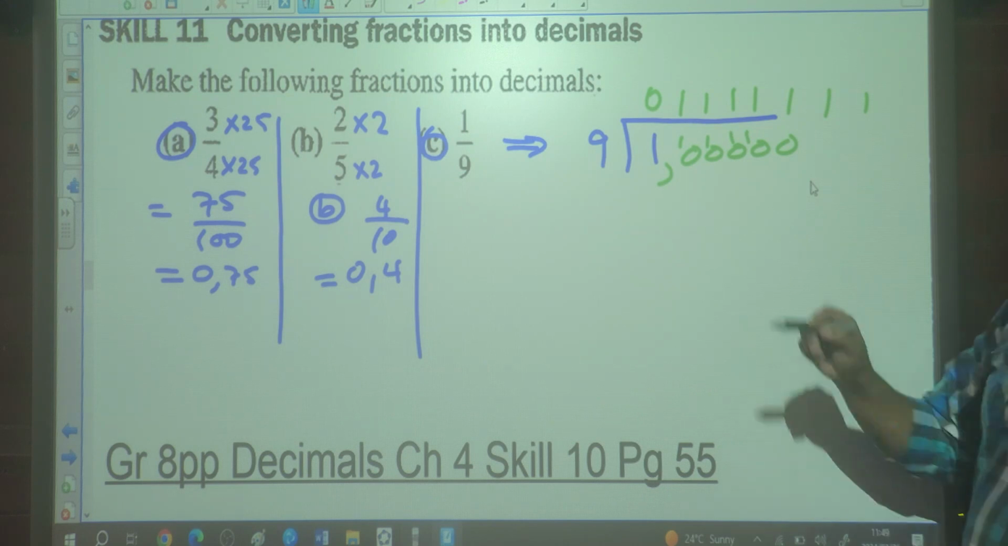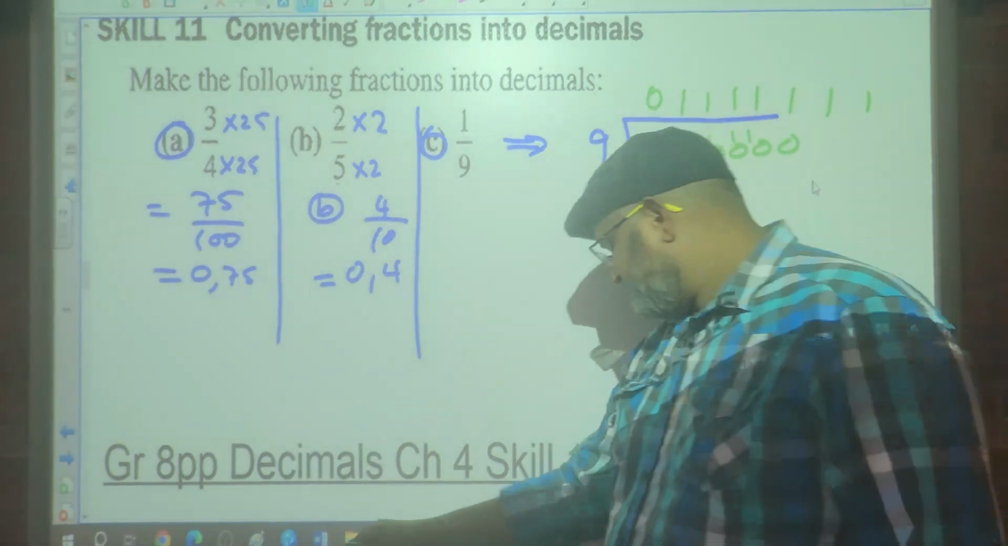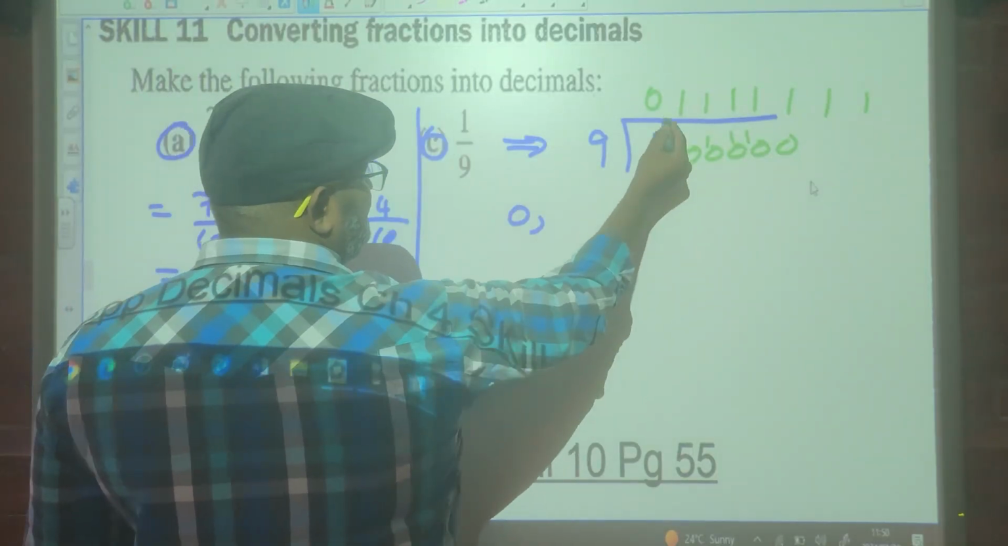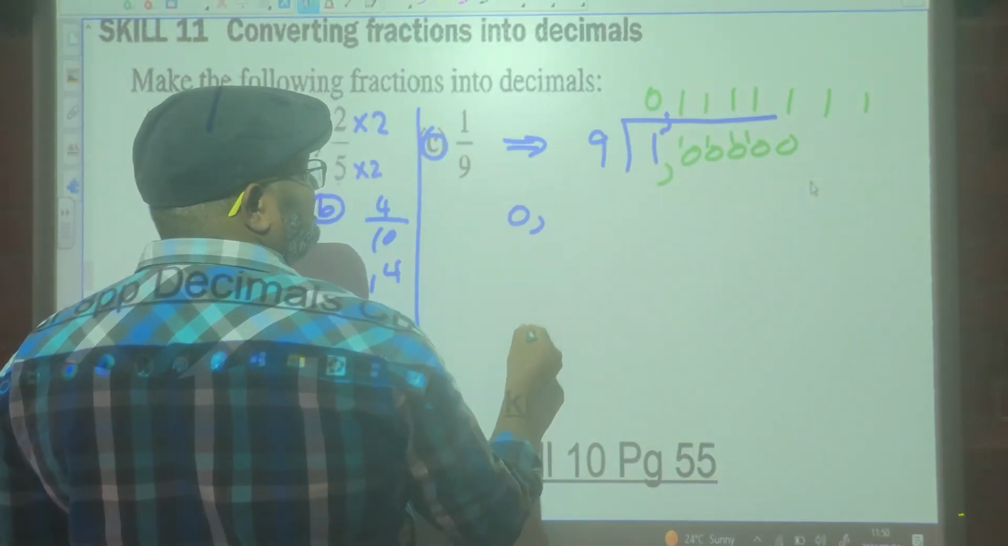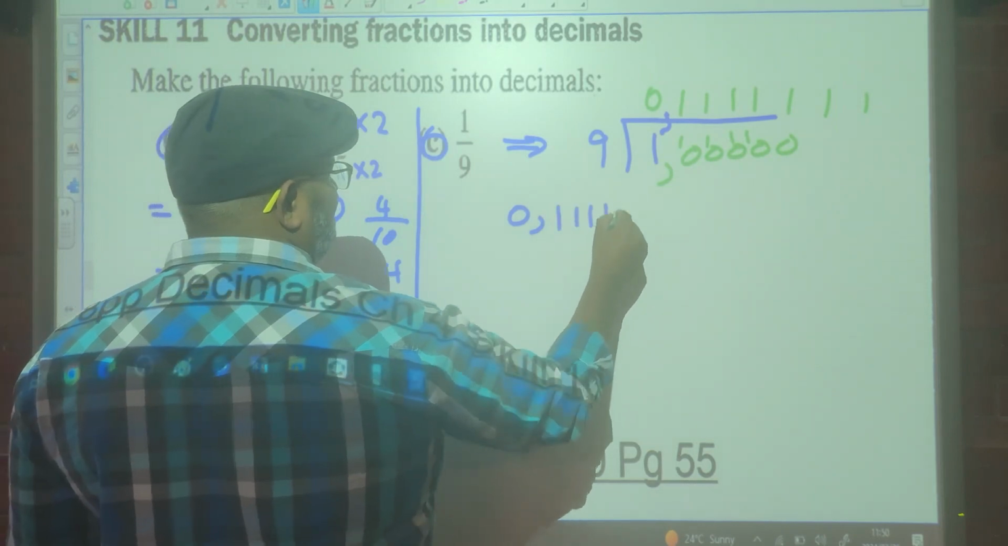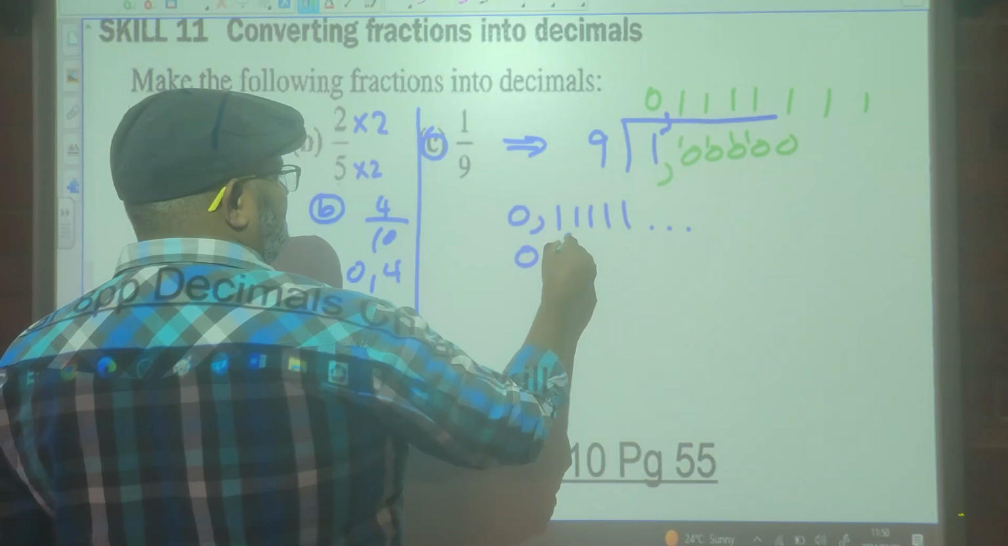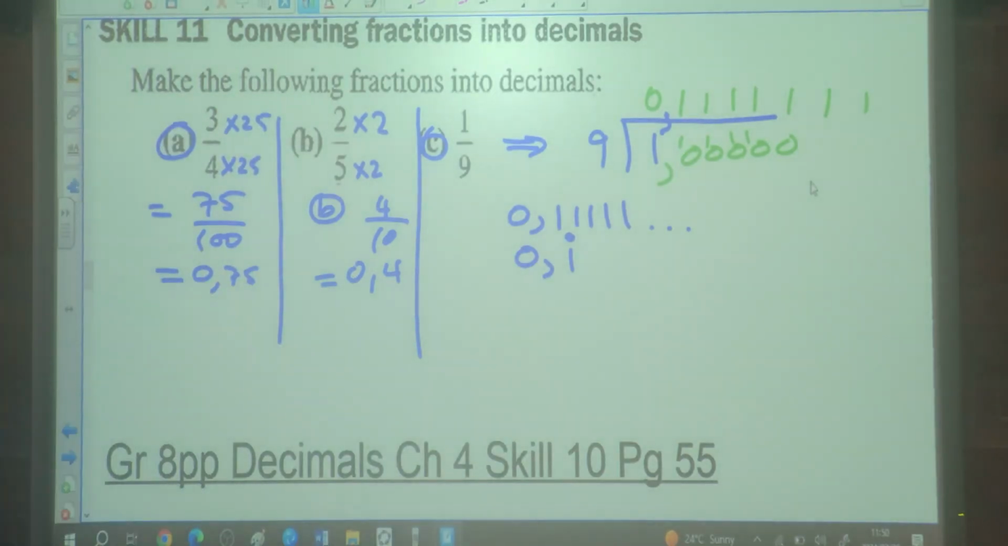Not so? So this can actually be written as 0, comma. Remember, this comma gets transferred there. 0,1 1 1 1 1. Which can also be written as 0,1 with the dot on top. The dot means to say it is recurring.